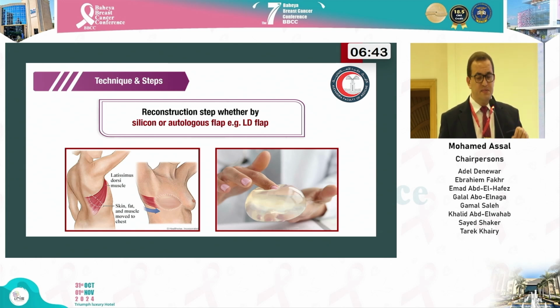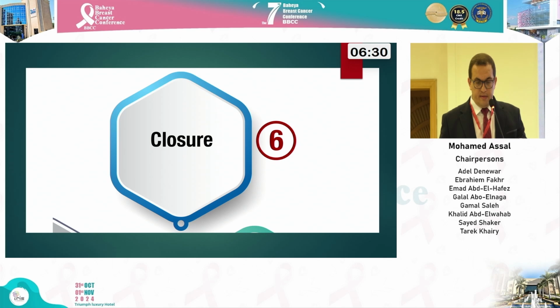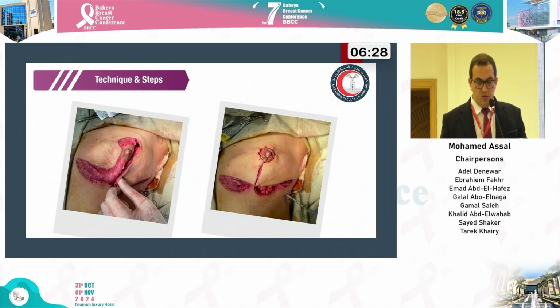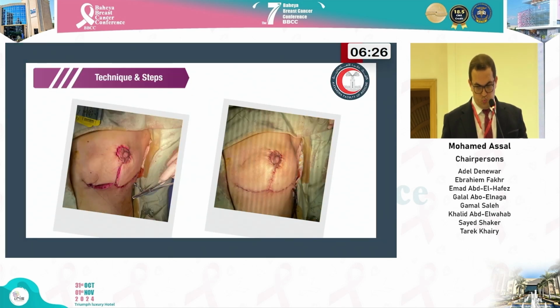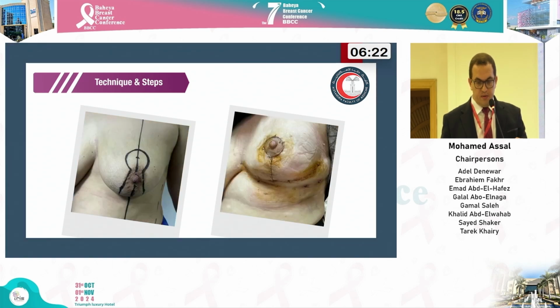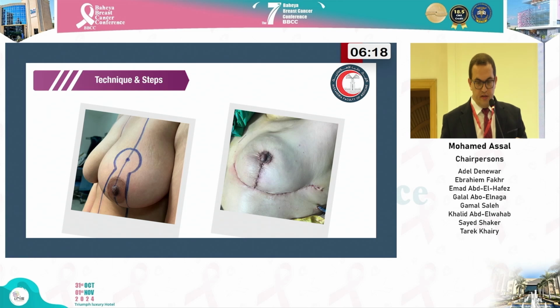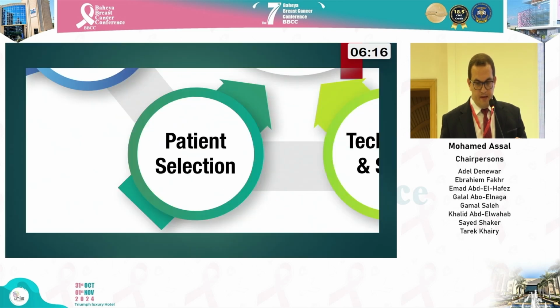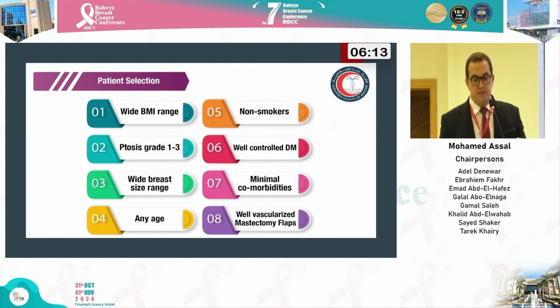But if the skin flap thickness is between 1 to 2 centimeters, you have to depend on intraoperative ICG, which is not available at our unit, so we can go at this step for autologous reconstruction. And then closure, like the wise pattern used in therapeutic reduction mammoplasty, and this is the preoperative and postoperative result of our cases. Most important, the patient selection.